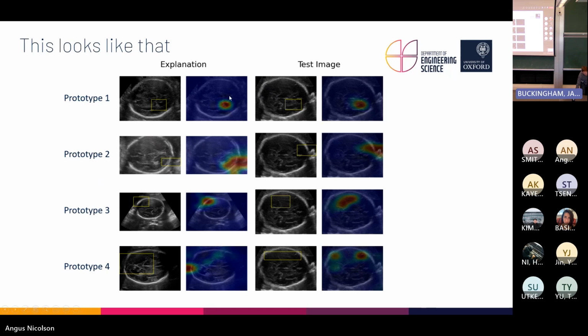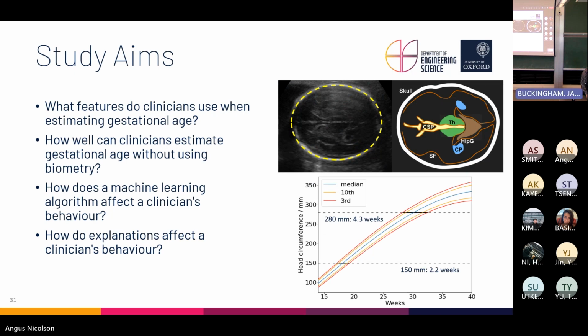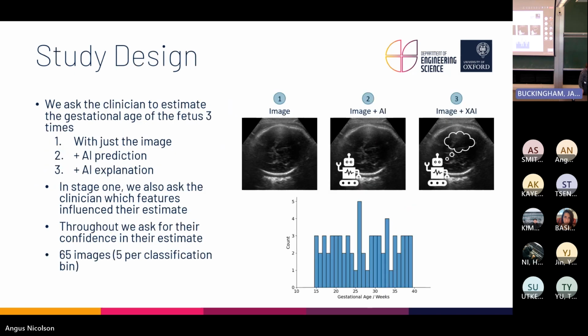The heat maps are essentially the exact same thing as what the yellow boxes are showing, just the yellow boxes are a simplification. The yellow boxes are simply drawn around most of the heat map. That's how we create them. I'm just going to skip that one.